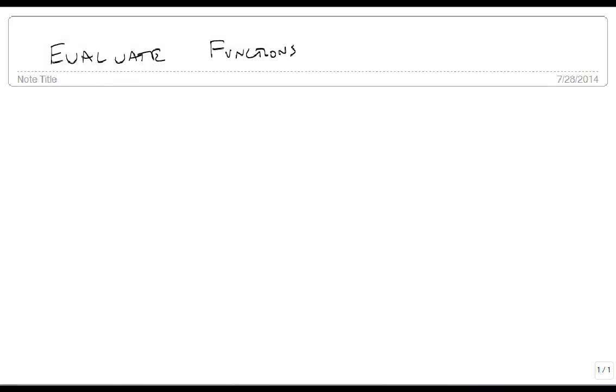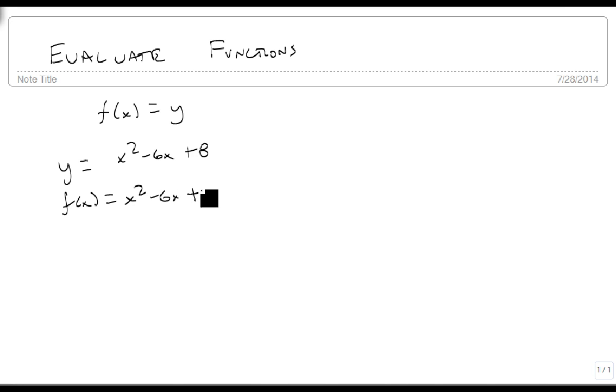Let's talk about evaluating functions. So remember that we have this basic idea that if we have a function notation, that's the same thing as y. So when I write my equation as y equals x squared minus 6x plus 8, I could also write this as f of x equals x squared minus 6x plus 8 using that function notation. So let's evaluate this for some different values. Let's start by finding f of 3.